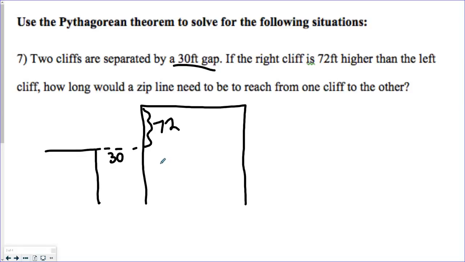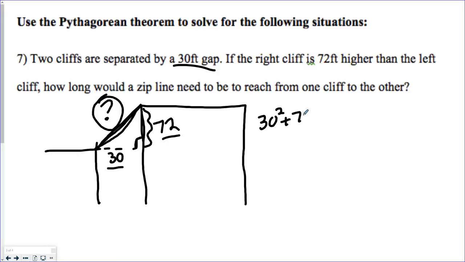How long would a zip line need to be to reach from one to the other? So this is the zip line. We want to figure out how long that needs to be. Again, this is a right triangle right here. If you can picture a right angle right here, this is a right triangle. We know the A and the B, and the zip line is basically our C value. So 30 squared plus 72 squared equals x squared. Again, 30 and 72 are my A and B, and that missing value is my C. So we're going to go ahead and do this. 30 times 30, which is what 30 squared is, is 900.